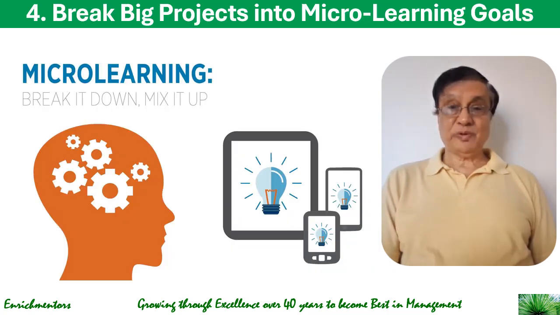Then break big projects into micro learning goals. Large projects can be overwhelming, right? So instead, define learning milestones. For example, if you're launching a digital campaign, your learning goals could be: week one, I will learn about customer insight analysis. Week two, I will learn about AI content experimentation. Week three, I will learn about campaign performance analysis. And week four, ROI evaluation. Like this, build micro learning goals for every week, and each stage will build a different capability, right?